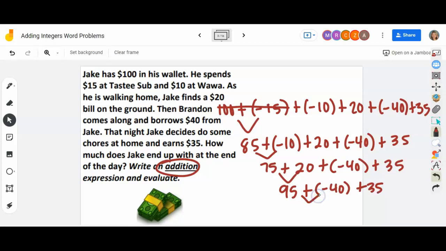95 plus -40. My signs are different, so I subtract. And that is 55. And 55 plus 35 is $90. Jake has $90 left at the end of the day.